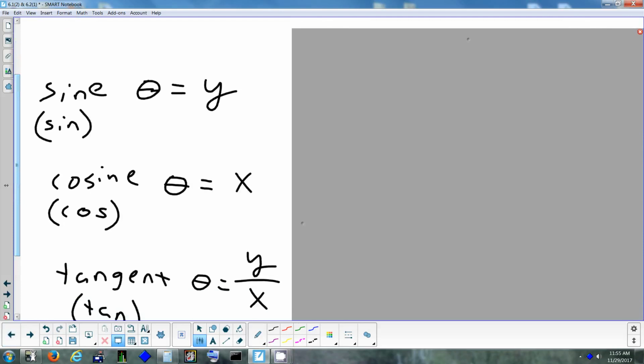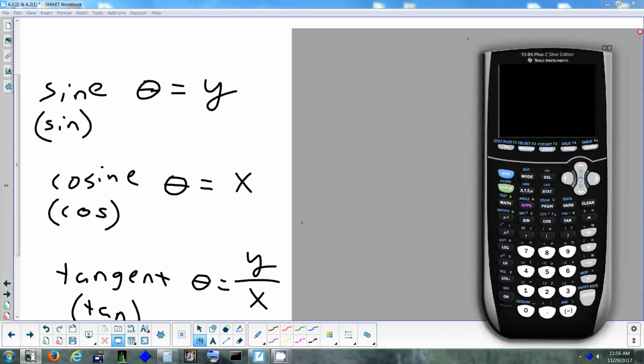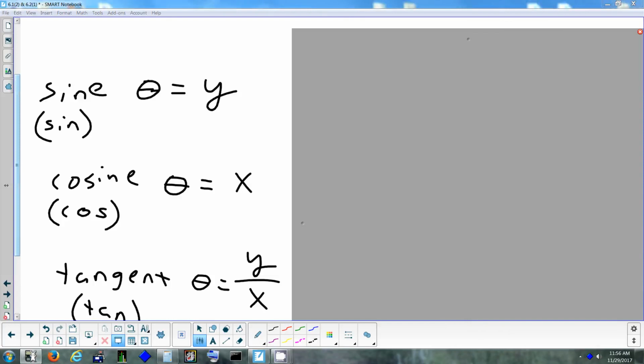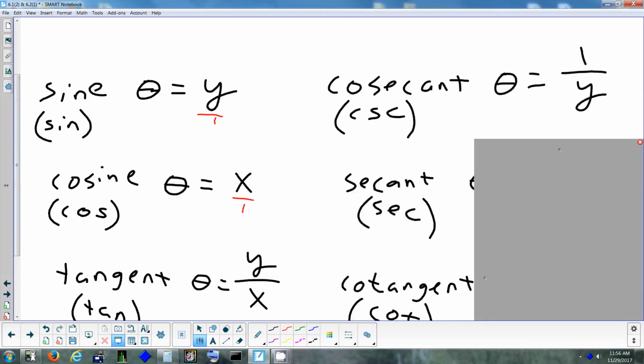And I wrote the abbreviations that you would normally see. Sine is SIN, cosine is COS, tangent is TAN. And that's how you'll see the buttons on a calculator. You'll see when we use a calculator. The other three trig functions are very similar to the first three because all you have to do is, if you pretend that was a fraction, you flip them. So the cosecant, abbreviated CSC, is 1 over y. So take your y value, flip it.